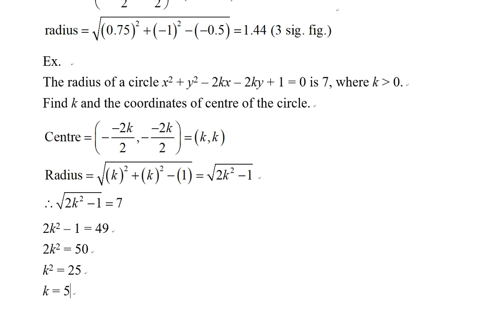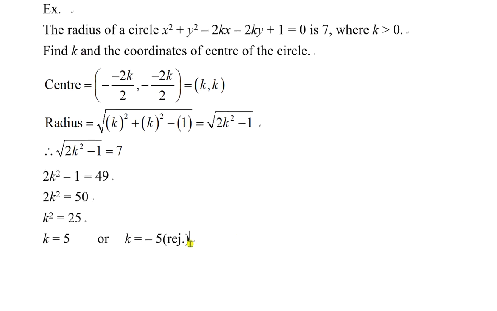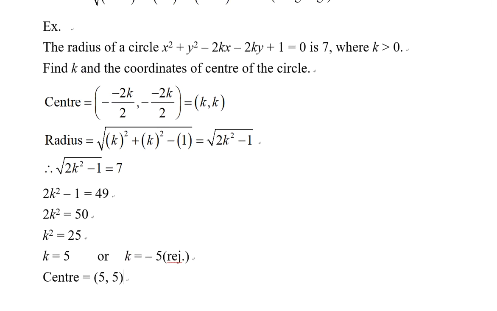So you get k equal to positive 5 or k equals to negative 5. And the negative sign should be rejected since the question said that k should be positive. Since you find the value of k, and hence you can find the center coordinate. Center, that will be 5, 5. So that's the end of this question.